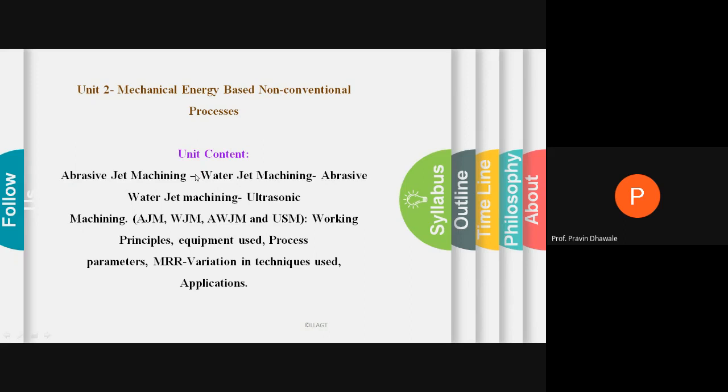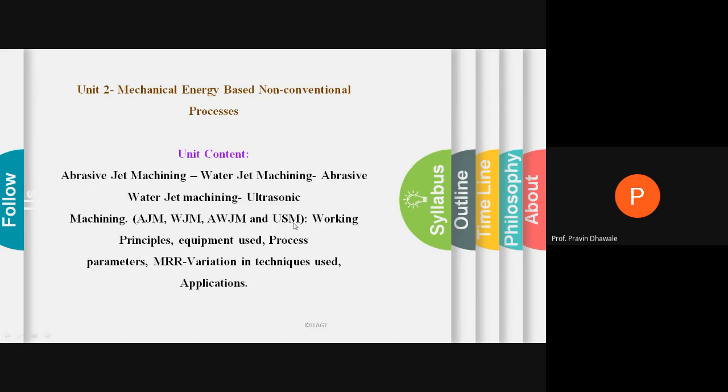In multiple choice questions, they may ask which one is the mechanical energy based system. At that time, you must remember the names of these mechanical energy based systems: abrasive jet machining, in short called AJM; water jet machining, called WJM; the combination of both, abrasive water jet machining, AWJM; and the last one, ultrasonic machining, USM.